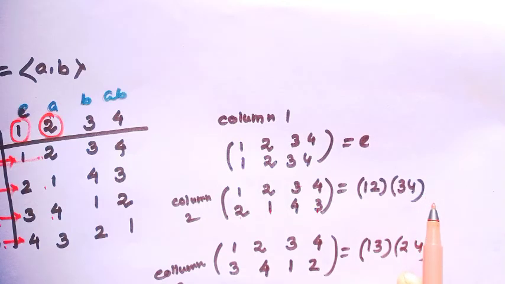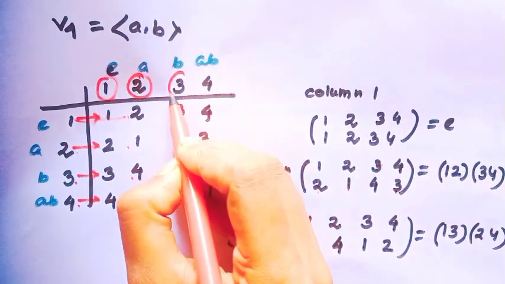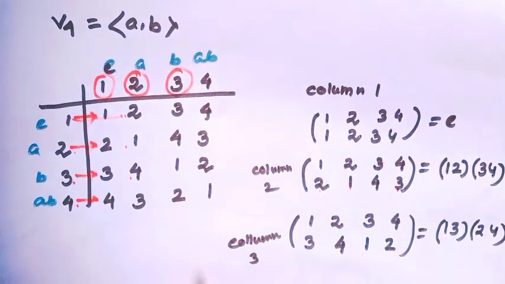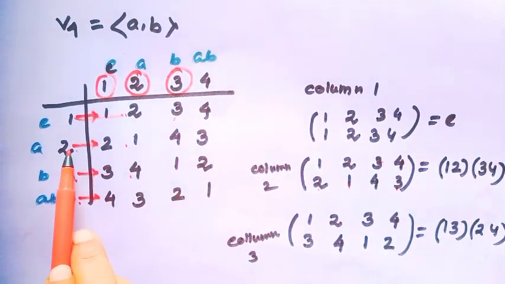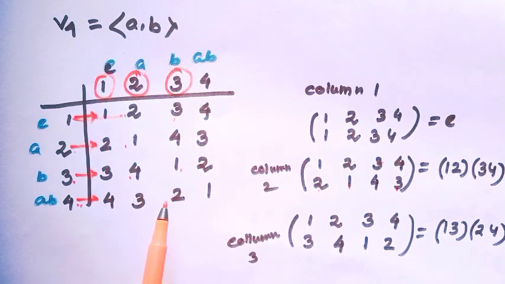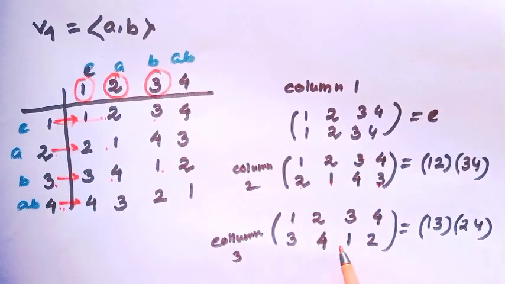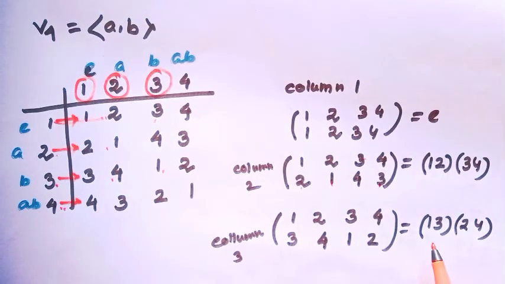Okay. Let's say column 3. Here the next element is 3. 1 maps to 3, 2 maps to 4, 3 maps to 1 and 4 maps to 2. See, this is column 3 and this is also a 2 transposition, (1, 3)(2, 4).